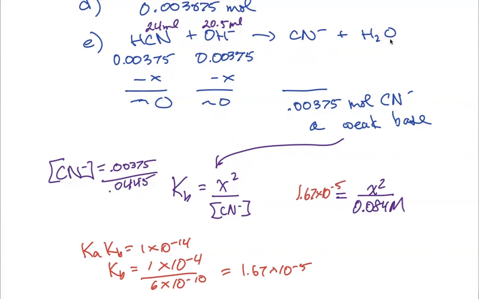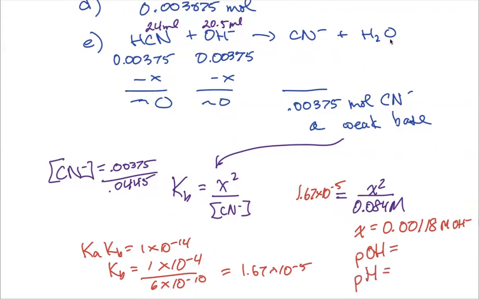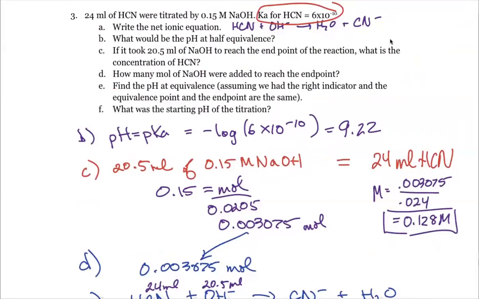That's my Kb, so now times my concentration, square root of answer, and I get x to be 0.00118. That'll be molarity of hydroxide. So now I can get pOH and then I can get pH. Negative log gives me 2.93. 14 minus that, I get 11.07. Feel like I should be done with this problem, but there's more.